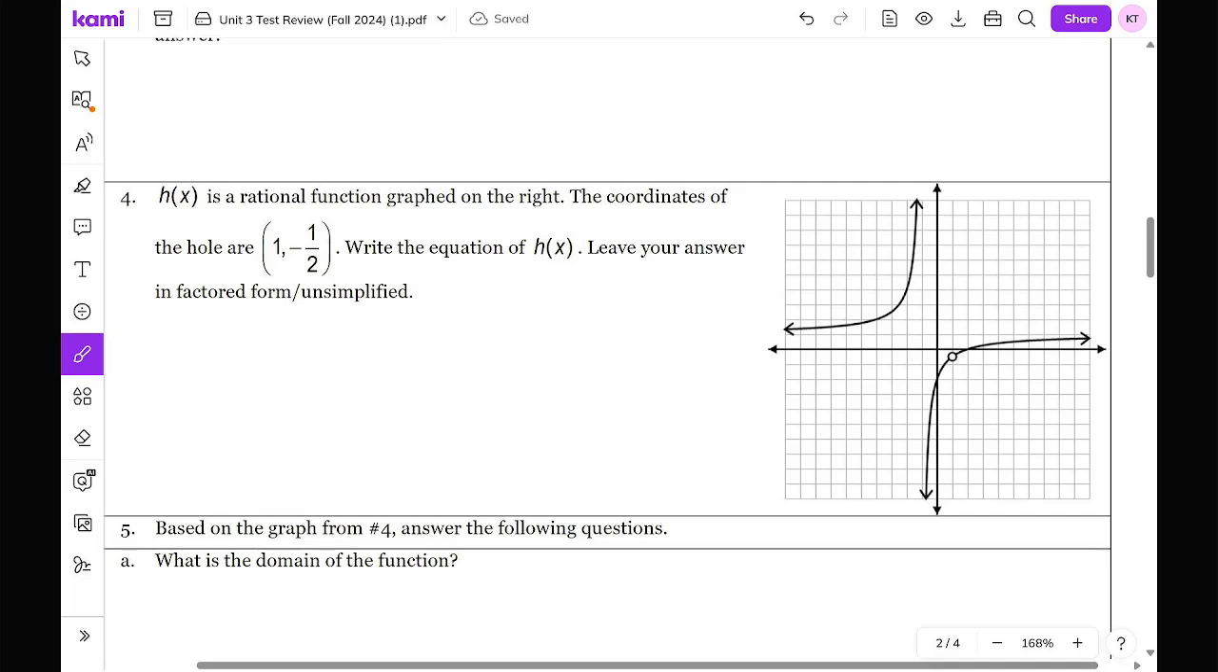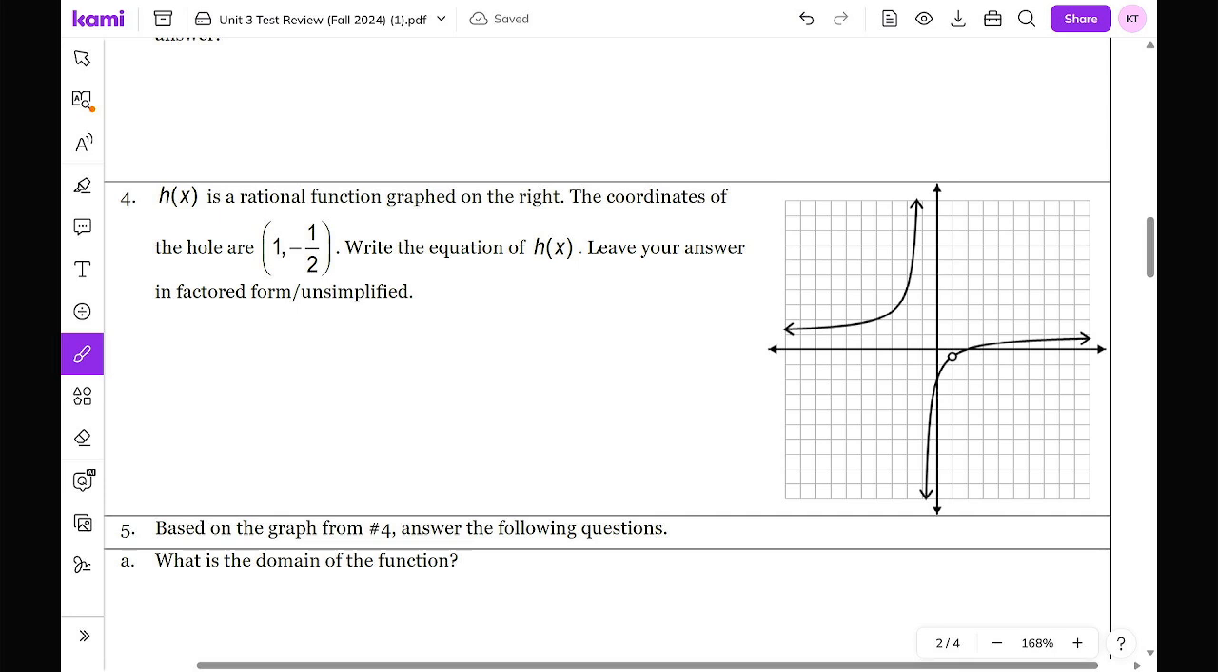Okay, so on this question, it says h of x is a rational function graphed on the right. The coordinates of the hole are 1 comma negative 1/2. Write the equation of h of x. Leave your answer in factored form / unsimplified. So fortunately, it gives us the coordinates of the hole, that being 1 comma negative 1/2.